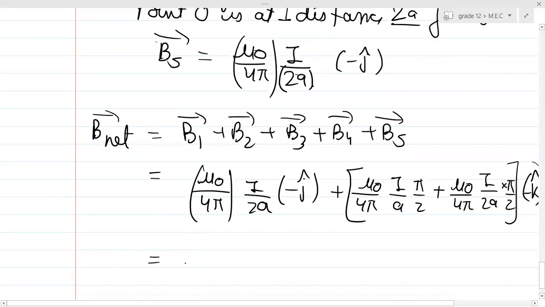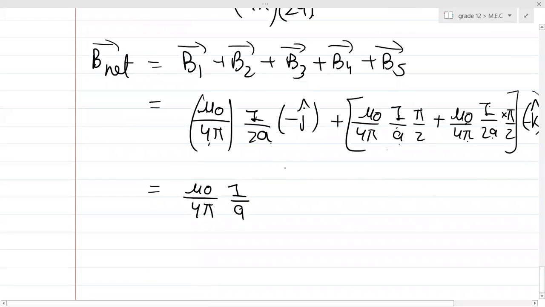Can you say I can take mu naught by 4 pi common? Can you see I can take I and a also common? Mu naught by 4 pi I a, mu naught by 4 pi I a, mu naught by 4 pi I a. I can take it as common, right? And this will be minus 1 by 2 j cap. Can you see? Only minus is remaining and this 1 by 2 is remaining. So minus 1 by 2 j cap.